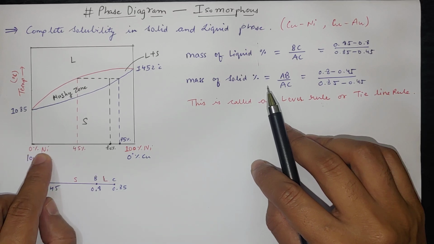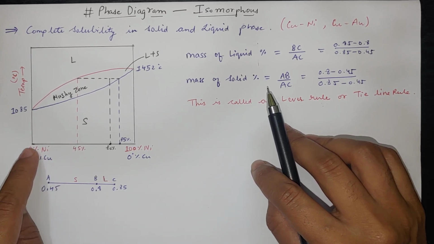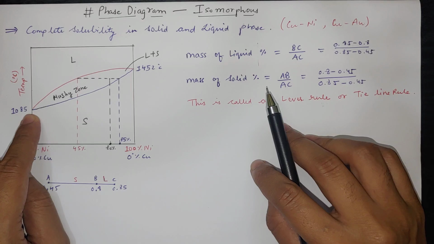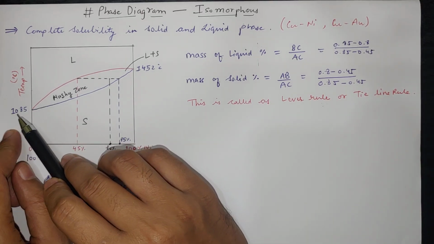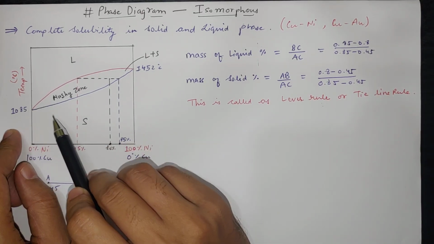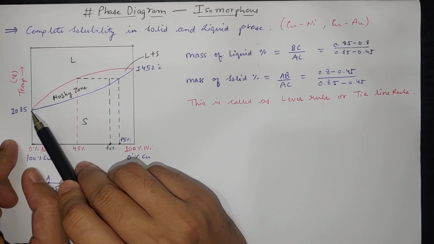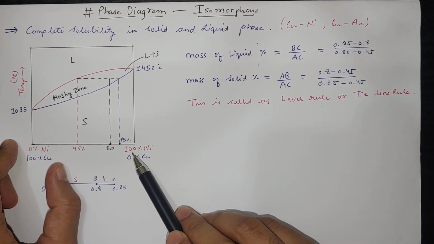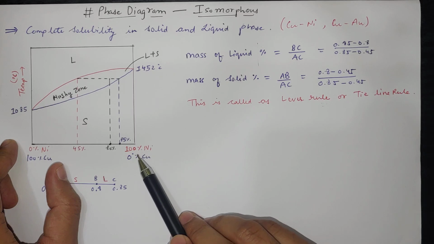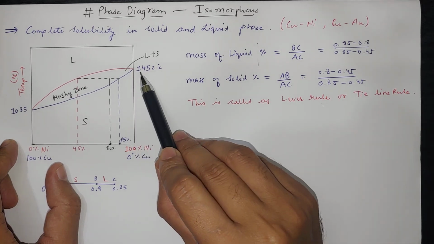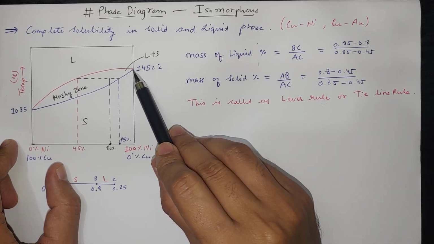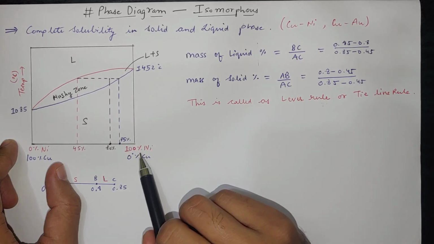So at 0% nickel it will be pure copper, and the melting point will be at a particular point, which is 1085. So from solid to liquid, pure copper will melt at a particular temperature. Similarly, when there is 100% nickel, the temperature will be fixed at 1452. That will be the melting temperature of pure nickel.